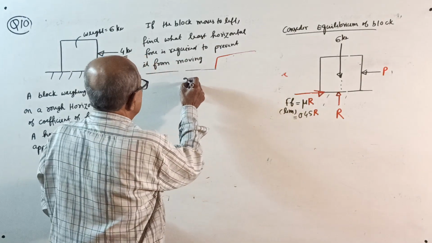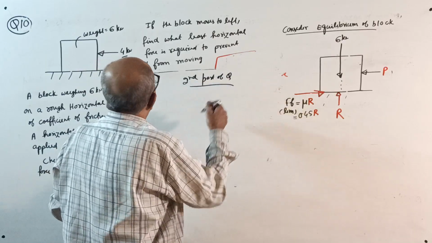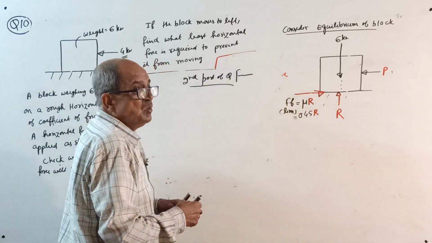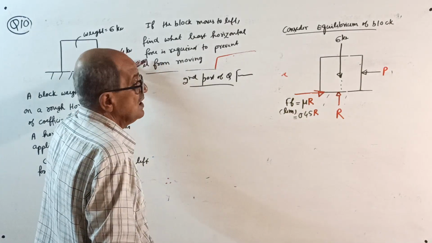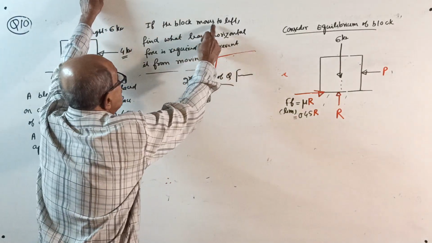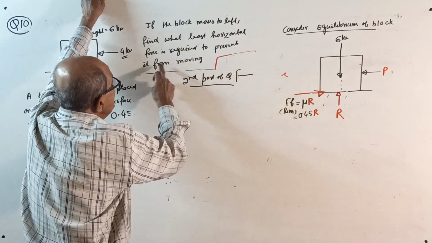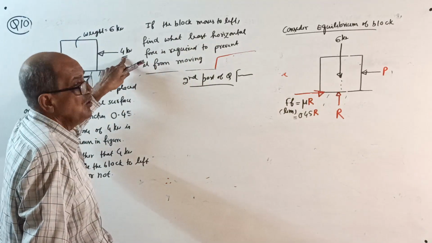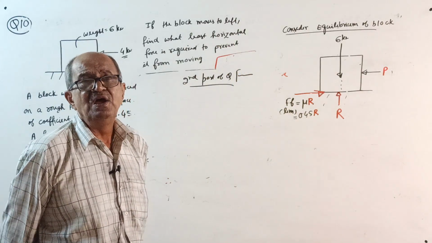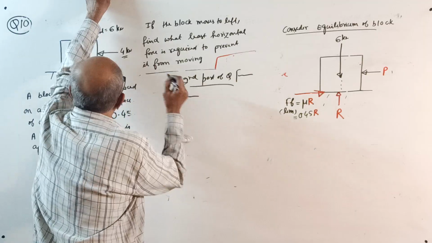You write here: second part of the question, extension. See, right here, the second part is applicable only if that 4 kilonewton will move the block. See what they want? If the block moves to left, find what least horizontal force is required to prevent it from moving. Now the force is 4 kilonewton. That P is gone. See, what least horizontal force is required to prevent it from moving. That means, right here, that means what?